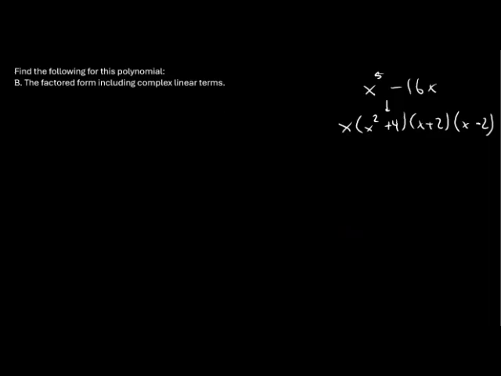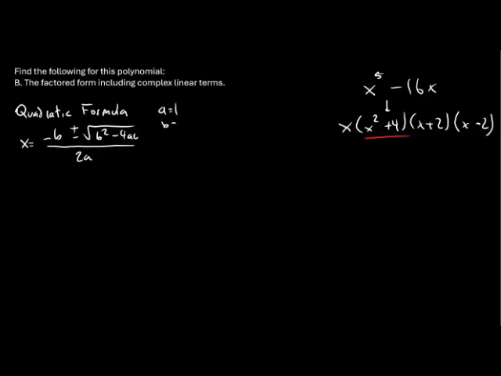Part B asks us to get complex linear terms for this now factored polynomial. Our only irreducible term is the x squared plus 4. In order to get the complex terms, we'll need to use the quadratic formula. The quadratic formula says we'll find x equals negative b plus or minus root of b squared minus 4 times a times c, all divided by 2a. In our irreducible quadratic term, we have x squared plus 4, meaning our a is 1, our b is 0 because there is no x term, and then our c is positive 4. We'll now place those numbers into the quadratic formula. We'll end up with 0 plus or minus root of 0 minus 4 times 1 times 4, all divided by 2 times 1, which is 2.